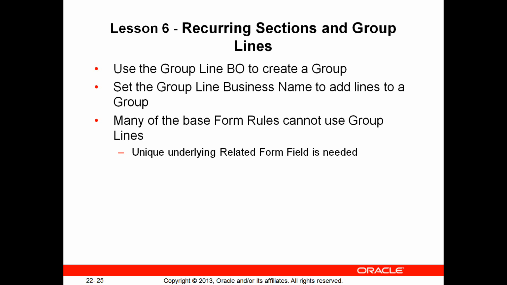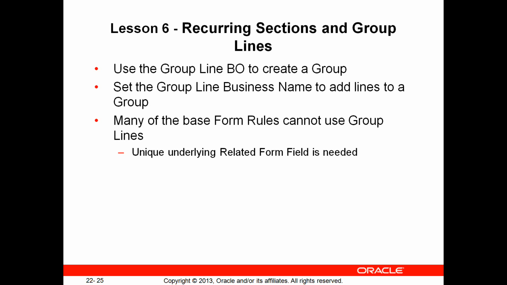So what have we learned in this lesson? We have looked at recurring sections and group lines, and concentrated mainly on group lines. We've seen that in order to create a group line, you have to use a different underlying BO, the group line business object. And in order to associate a line with a group, the important setting on the line is the group line business name. That's what is needed in order to add a line to a group.